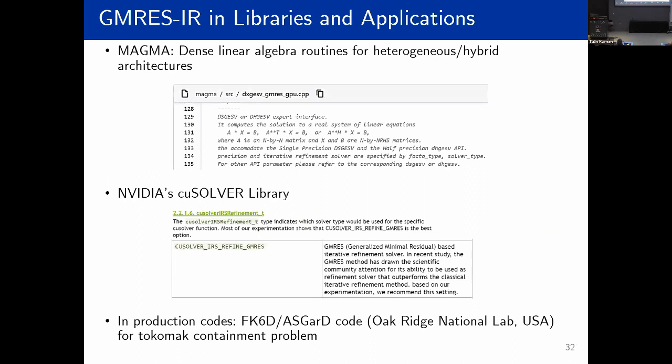Maybe I will skip this in the interest of time. There are results on real problems too, not just these synthetic problems. You can look at this 2018 paper. This GMRes-based iterative refinement is implemented, and people are using this. It's kind of what forms the basis for the HPL-AI benchmark. It's implemented in MAGMA and also in NVIDIA's cuSOLVER library, and people are also using it in applications.